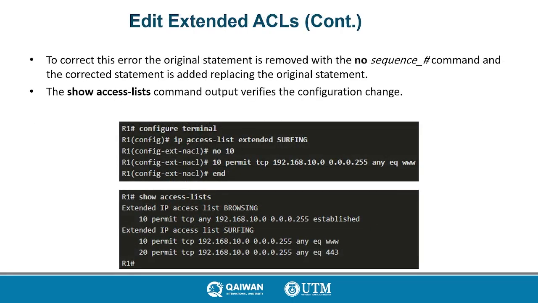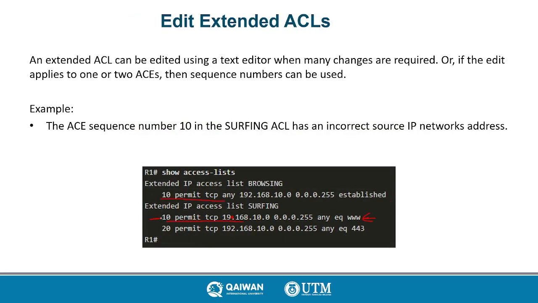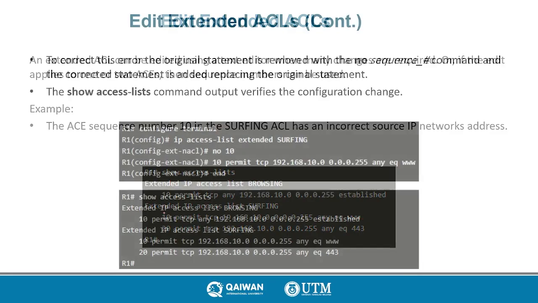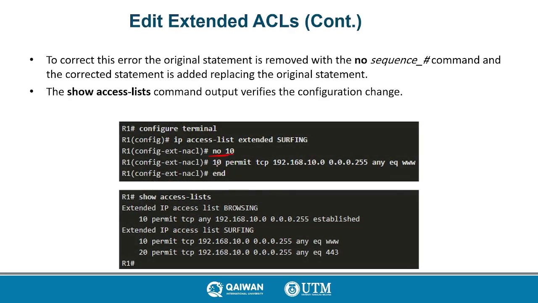We will say IP access list extended surfing. We will say again no 10, because the problem was in line 10. No 10, and then 10 permit TCP 192.168.10.0. And again 192, because we are trying to modify it.